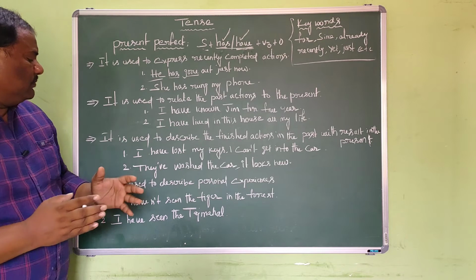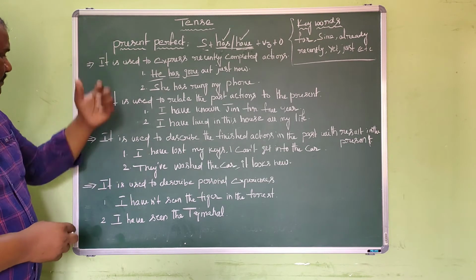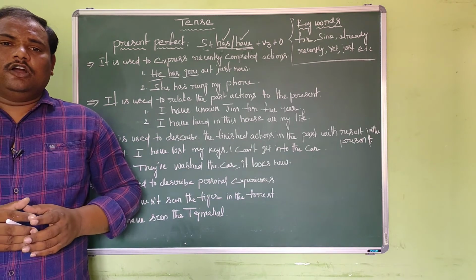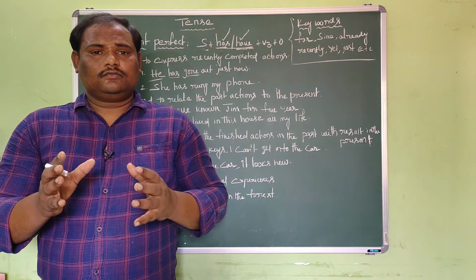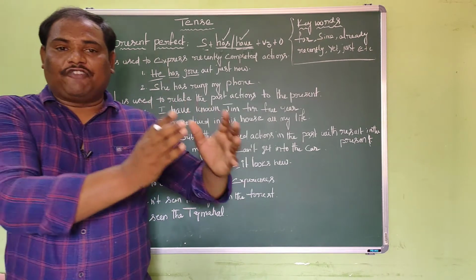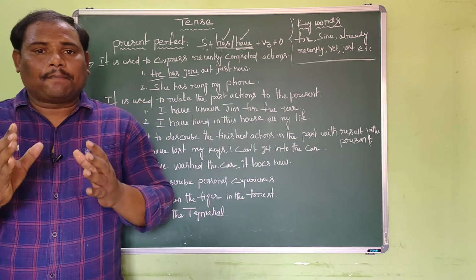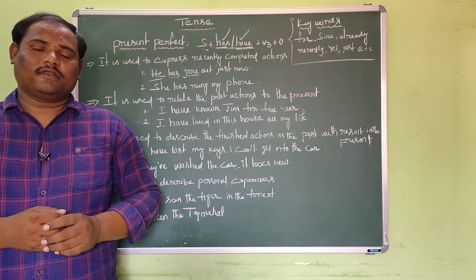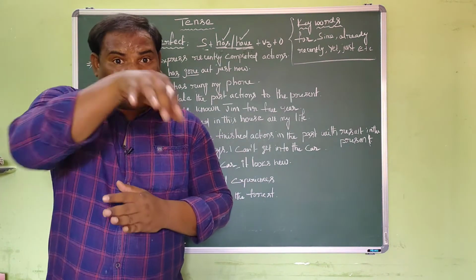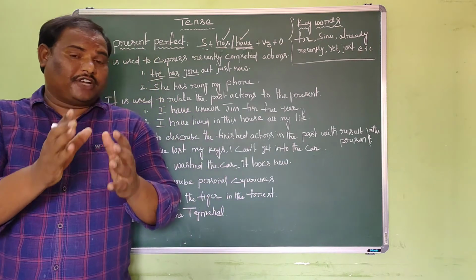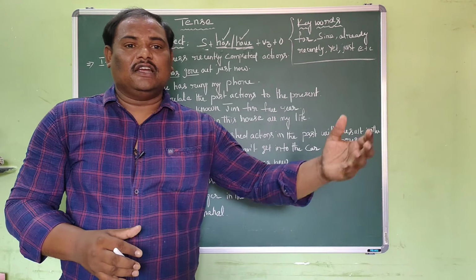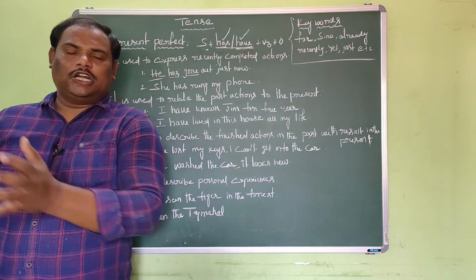Now we shall take up the third purpose of using present perfect tense. Dear friends, when we want to describe the finished actions whose results we can find in the present, we can go for using present perfect tense. We can use present perfect tense with the finished actions. Remember, we can use present perfect tense with the finished actions whose results we can find in the present. Of course, the action is completed in the past.